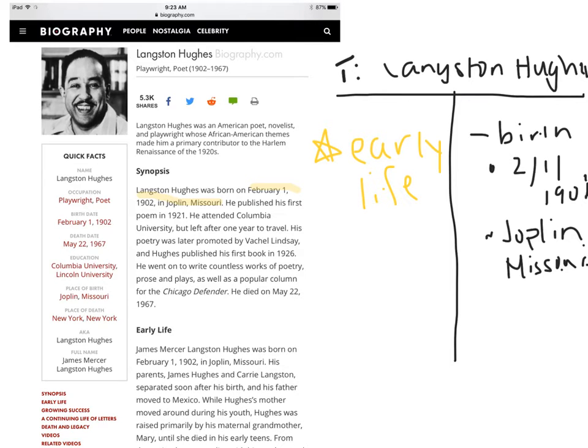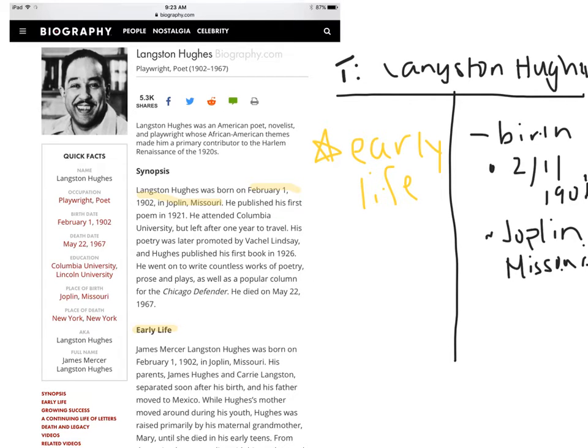And so I'm going to continue reading my text. He published his first poem in 1921. He attended Columbia University but left 1 year to travel. His poetry was later promoted. Now all of this does not go with my early life, so I'm going to skip that and go down to the next section, which you'll see the title there, is early life. So James Mercer Langston Hughes was born on February 1st, 1902 in Joplin, Missouri.